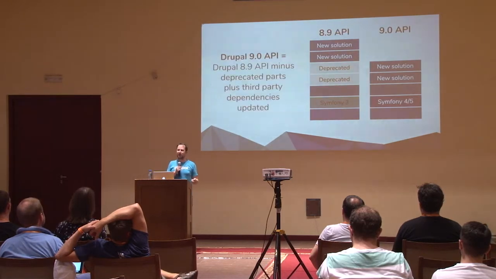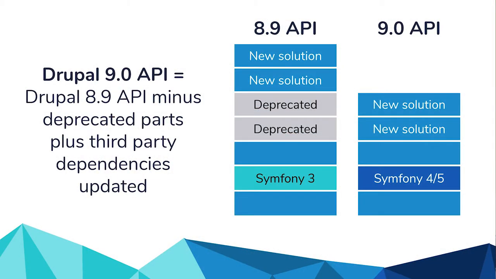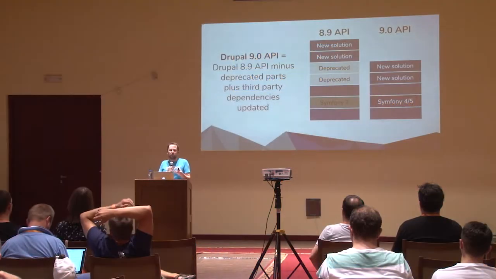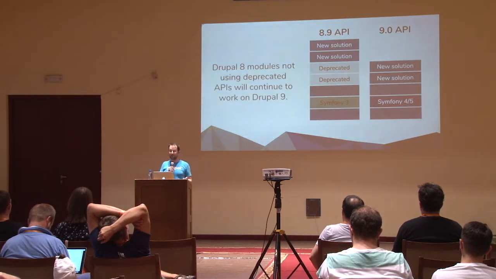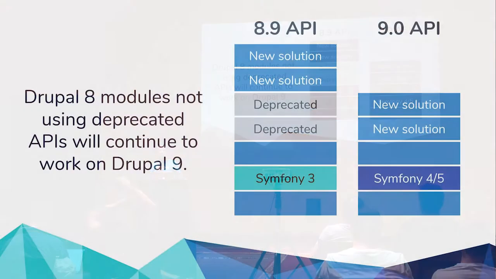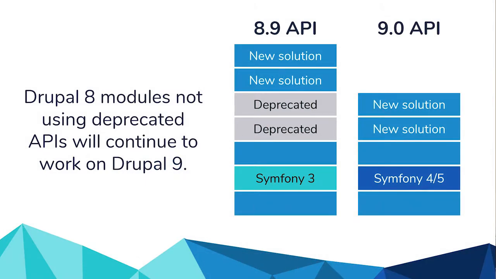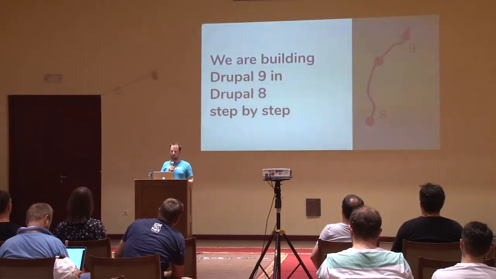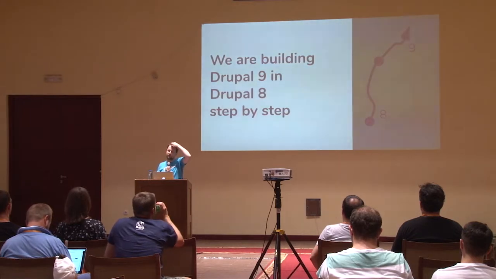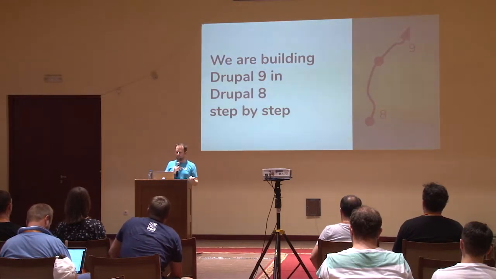So that means that the Drupal 9 API is basically the Drupal 8.9 API minus the deprecated parts and plus the third-party dependencies updated. We will open a branch of Drupal 9 for the sake of updating the third-party dependencies so people can test their modules with Drupal 9. But Drupal 9 is going to be the same as the last release of Drupal 8 minus deprecated parts plus third-party dependencies. So that also means that Drupal 8 modules should work with Drupal 9 as long as they are not using any of the removed things, any of the deprecated APIs. All right? So once again, we are building Drupal 9 in Drupal 8 step by step. If you are keeping up to date with Drupal 8, then you are adopting Drupal 9.